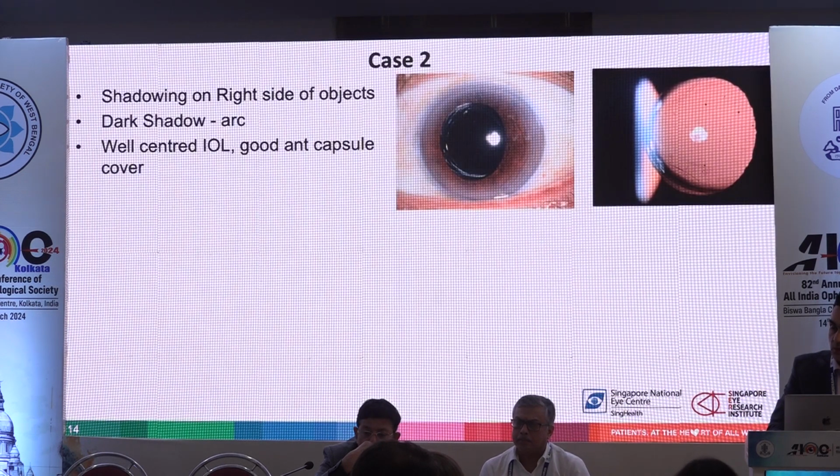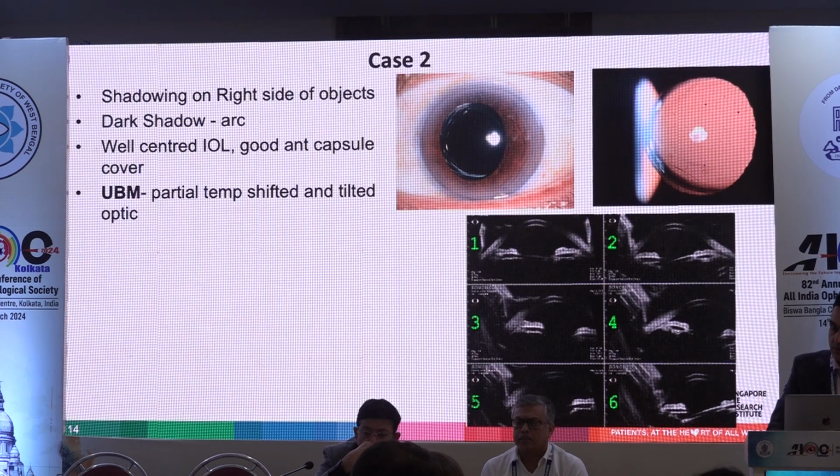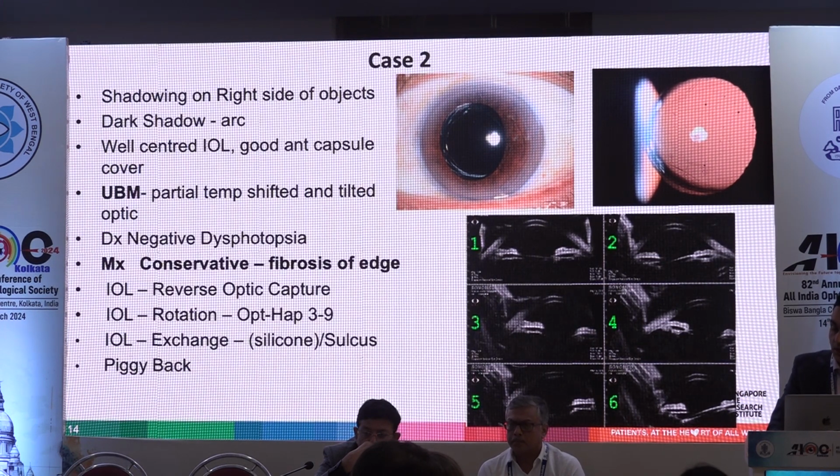So again, on this side, I did a reverse optic capture for him, because when we did a UBM, I could see there was a partial shift in the lens. This is quite well treated with a plate lens with these haptics, with a reverse optic capture. You can rotate the lens so it's in a 3 and 9 o'clock position to reduce the symptoms as well. And of course, if that doesn't work, you can always do an IOL exchange and a piggyback.